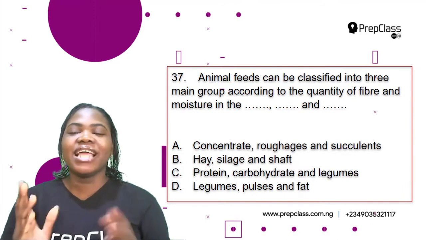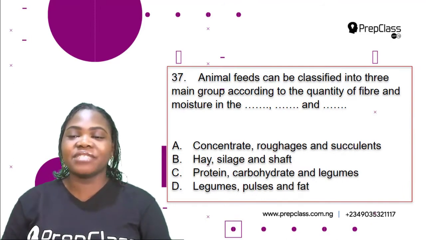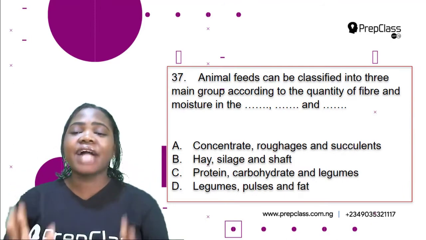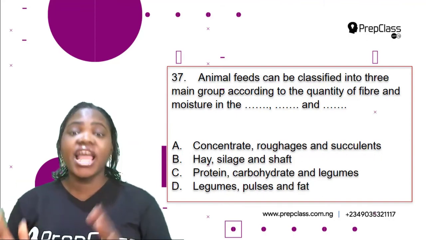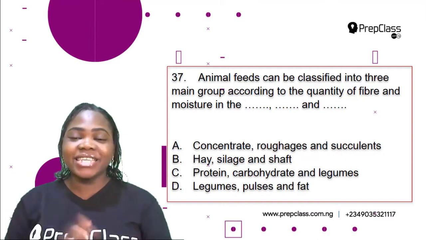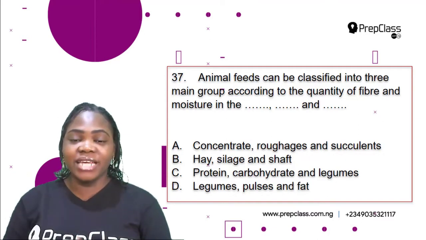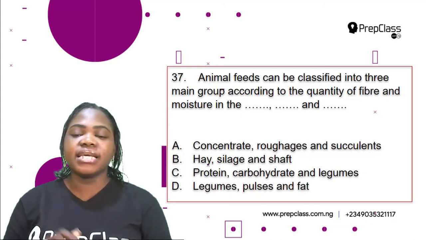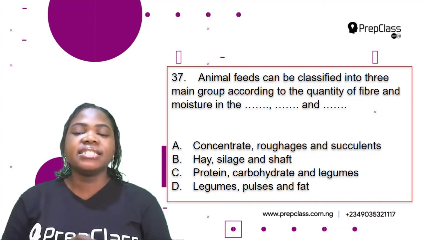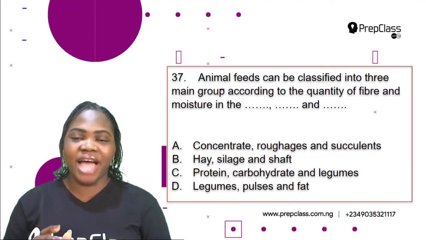Question 37. Animal feeds can be classified into three main groups according to the quantity of fiber and moisture in the dash, dash, and dash. A. Concentrate, roughages, and succulents. B. Silage and shaft. C. Protein, carbohydrates, and legumes. D. Legumes, pulses, and fat.